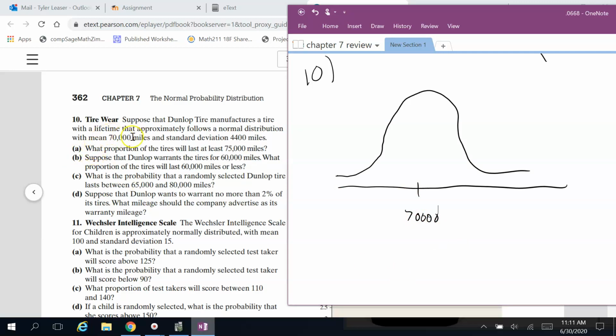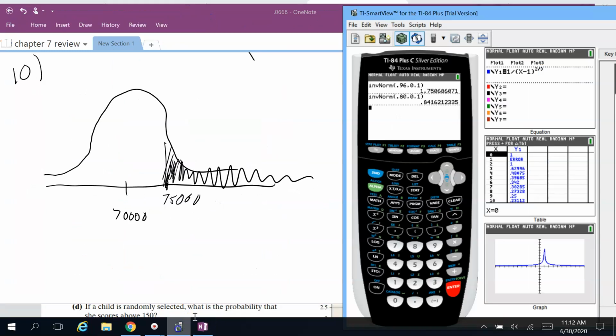So A, what proportion of the tires will last at least 75,000? At least 75,000 is 75,000 or more. So if 70,000 is in the middle, 75,000 is going to be out here to the right. And we want to be at 75,000 or anything bigger than that, which means that we're trying to find this area of my normal distribution.